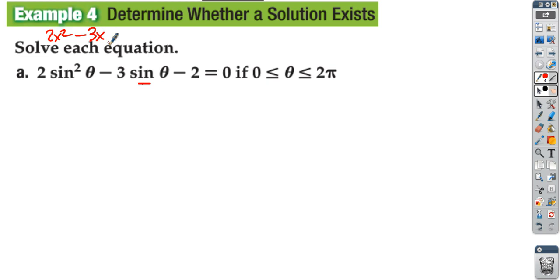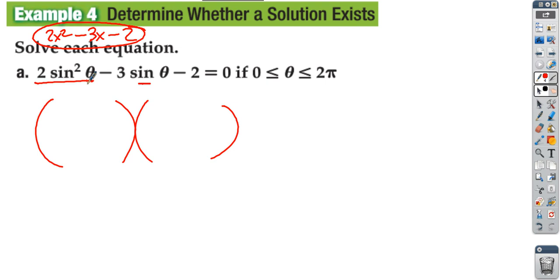3 sine would be 3x. And -2 would just be -2. So notice this right here is something like what we factored in prior chapters. That's a trinomial. So if you want to, basically what you can do is just change it like we just did and factor it and then replace the signs later.